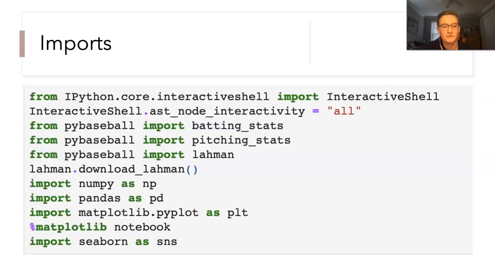Before I did anything, I imported a lot of things. First, making sure I'm able to present multiple inputs, which I did using an interactive shell. Then from PyBaseball, I imported batting and pitching stats, and also Lahman just in case. I imported NumPy and Pandas, and lastly a Matplotlib library, PyPlot, as well as Seaborn.